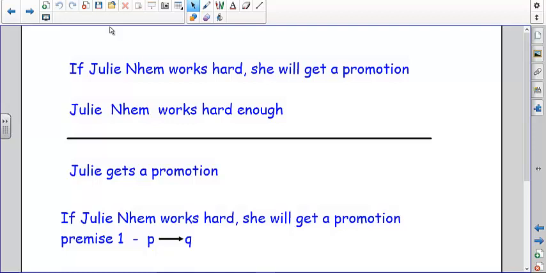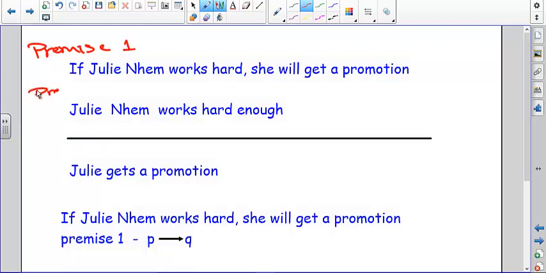So we start with an if-then statement. This is premise 1. If Julie Nem works hard, then she will get a promotion. Again, the then's not there, but it's implied. So let's call this premise 1. Premise 2 is, let's say she works hard enough. Whatever, it's hard to define what hard is.